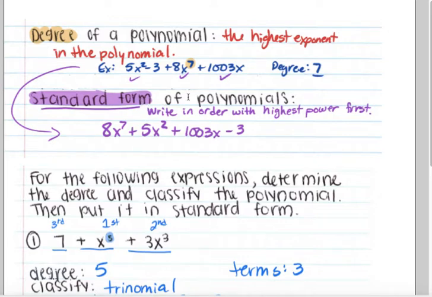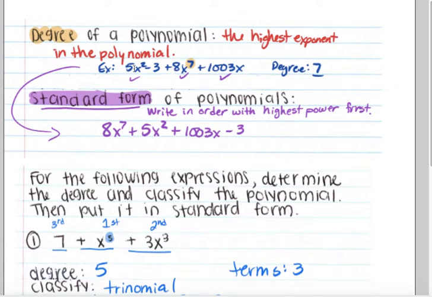The degree of a polynomial is the highest exponent in the polynomial. Here our example is 5x squared minus 3 plus 8x to the 7th plus 1003x. And so this has 1, 2, 3, 4 terms, and the degree is the exponent that is the highest among all those terms. So here the degree is 7, because 7 is the highest exponent that we see in this entire expression. Standard form is to write the polynomial in order where the highest power goes first.